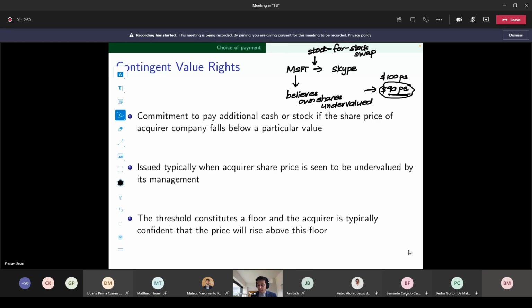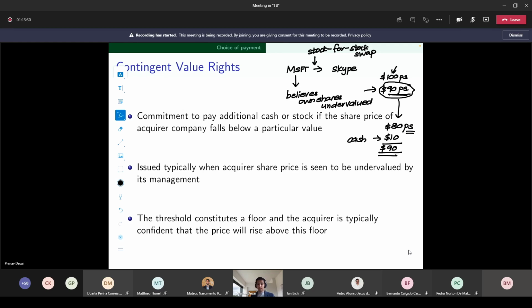So if it believes that this 90 per share is too little, it's already undervalued. And if it truly believes that 100 per share is the real value, then what it can do is embed an option which says that if the value of Microsoft falls below 80 per share, then it's going to pay, say, an additional $10 per share in cash. Now, this can be both cash as well as stock, but saying cash in this case is easier than coming up with ratios. So it can just offer this additional $10 if the share price falls below $80.